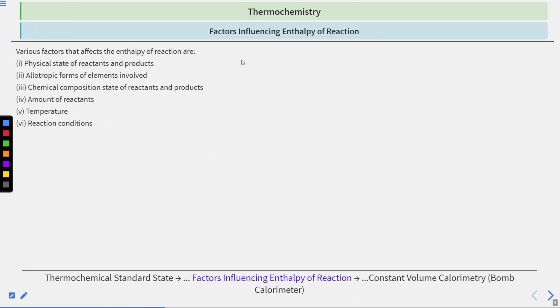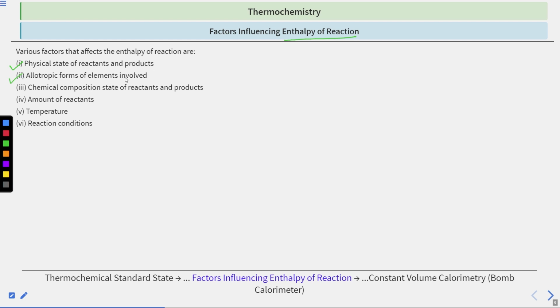Okay, so factors influencing enthalpy of reaction. Various factors that affect the enthalpy of reaction are, first, the physical state of reactants and products. Whether they are in gaseous form or in solid form, it will affect. Like we calculate the enthalpy of vaporization, we calculate the enthalpy of fusion. They are for different state changes of matter. So enthalpy will also change for different physical states of reactants and products.